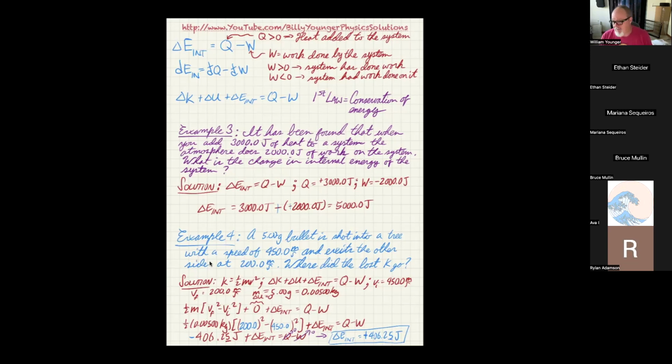Another process, as I said, is adiabatic, which is when Q is equal to 0. In the first law of thermodynamics, delta E internal equals Q minus W, and Q is heat added to the system. So an adiabatic process means Q equals 0. If it's an isothermal process, that means delta T is equal to 0. So some way the system has been held at a constant temperature.